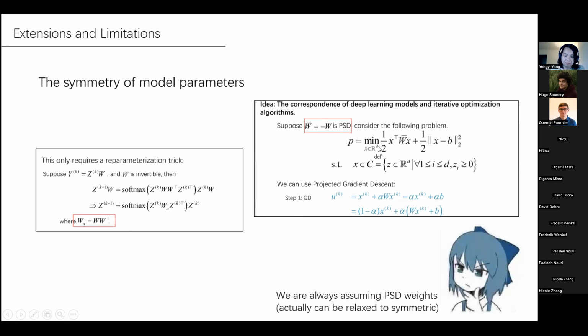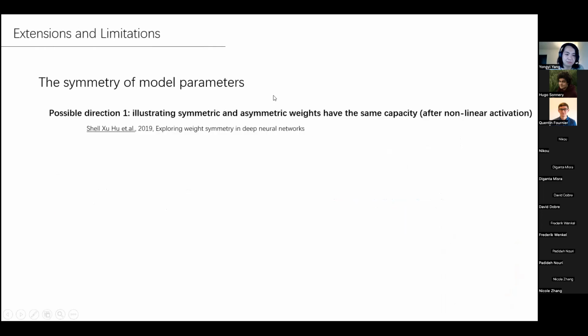Actually, this PSD condition can be relaxed to symmetric, but we cannot further relax it to asymmetric. So I think that's a major limitation of this work. And actually, all of this kind of works, this kind of optimization unfolding works, they basically all have this problem. And there are some possible ways to avoid this problem.